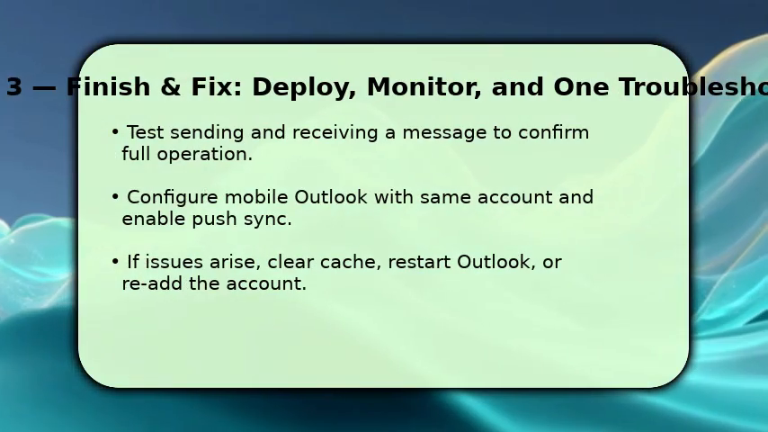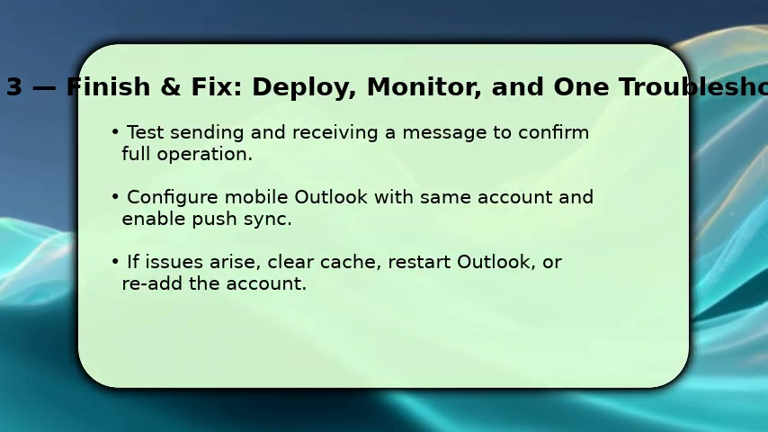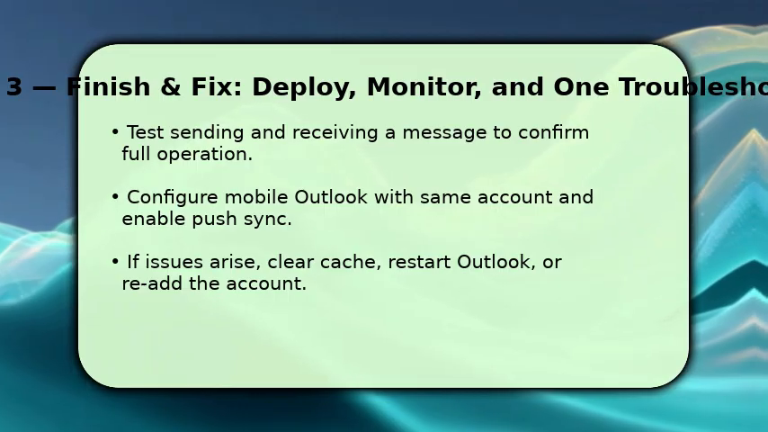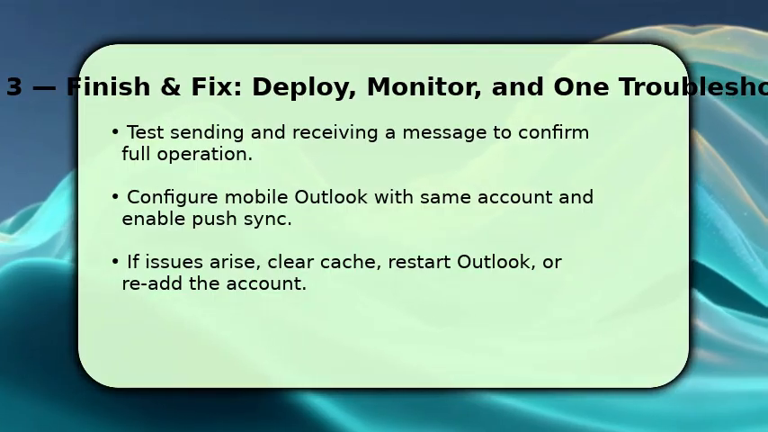Now finish by sending a test email to a colleague and confirming receipt. Check that calendar invites and attachments sync properly. Then add the account on your mobile Outlook app, enabling push sync so you get real-time updates.